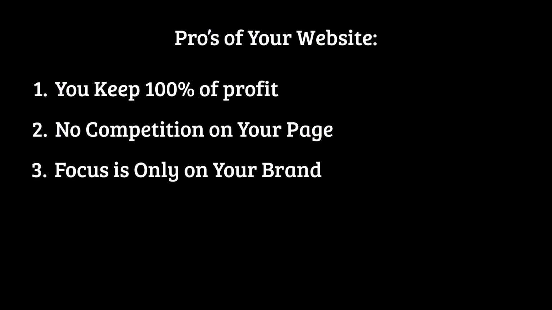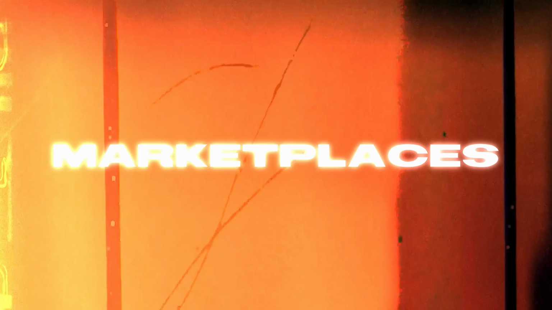Now, why do I prefer selling on my own website? Because you keep 100% of profit. Marketplaces like Etsy and Amazon take a cut of every sale. Also, there is no competition on your page. On Etsy, your product is next to a competitor selling similar stuff. On your website, customers focus only on your brand. Marketplaces don't let you collect customer emails or retarget them with ads. With your own website, you can run email marketing, Facebook retargeting, and loyalty programs to make more sales.